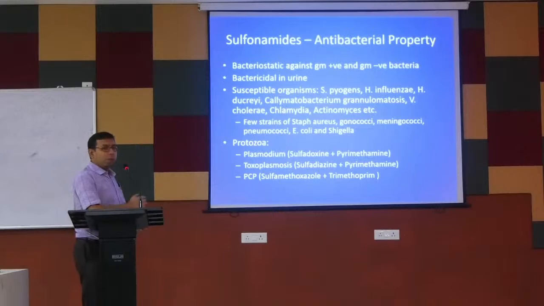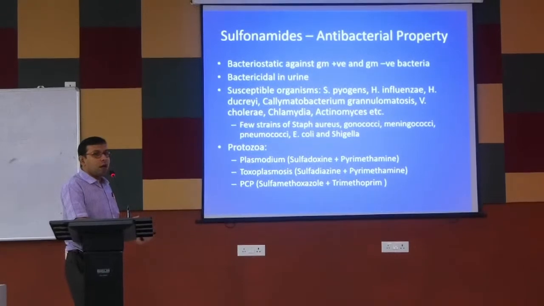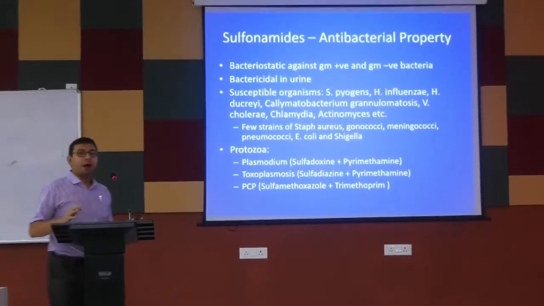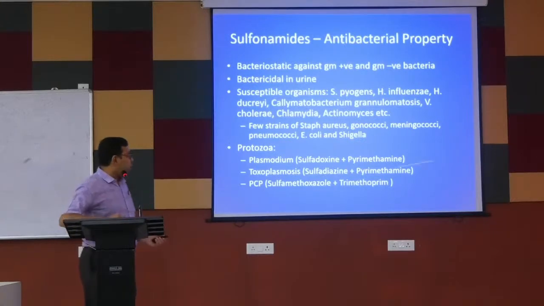Susceptible organisms most commonly are Streptococcus pyogenes, Haemophilus influenzae, Haemophilus ducreyi, Calymmatobacterium granulomatis, Vibrio cholerae, Chlamydia, and Actinomycetes, etc. So a different range of bacteria can be affected. A few strains of Staphylococcus, Gonococci, Meningococci, Pneumococci, E. coli, etc. can also be affected.